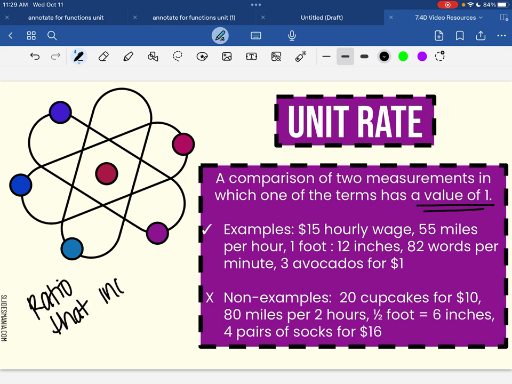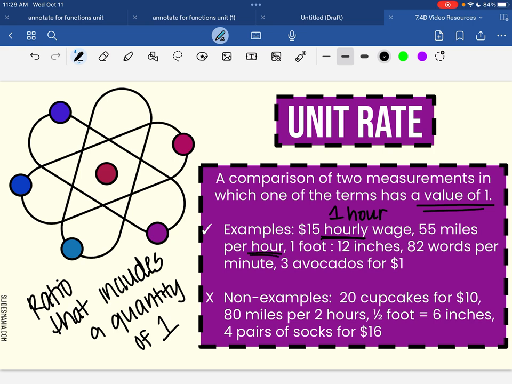that includes a quantity of 1. And we have some examples, and then we have some non-examples. In my examples, I have $15 hourly wage. And while I don't see the number 1, I know that this term hourly means for 1 hour. And the same thing with 55 miles per hour. While I don't see a 1, I know that per hour means per 1 hour.